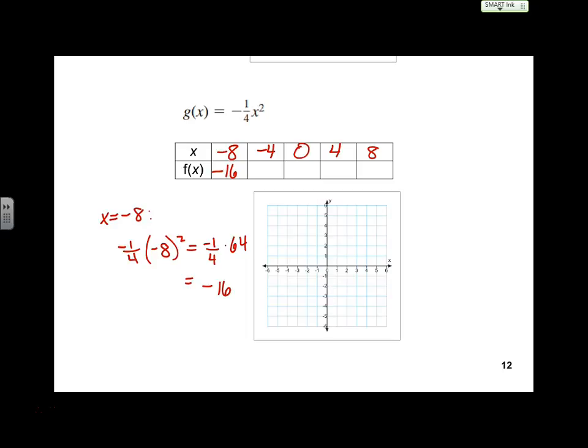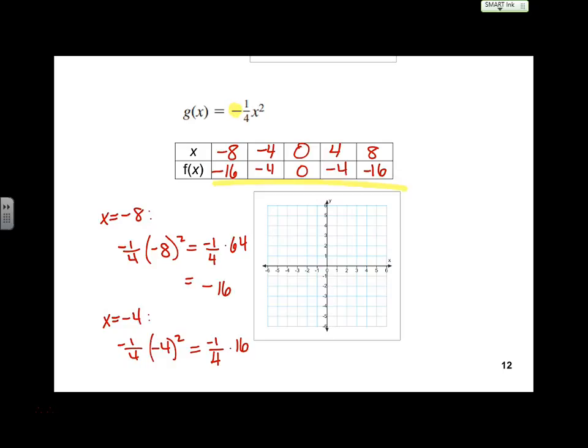Did anybody plug in negative 4? What did you guys get? Actually, it's going to be negative 1/4 times 16, which is going to be negative 4. And what do you guys think I'm going to do over here? Same thing except positive? Nope. It's actually going to stay negative, because, Rob and everybody else, the negative is on the outside.